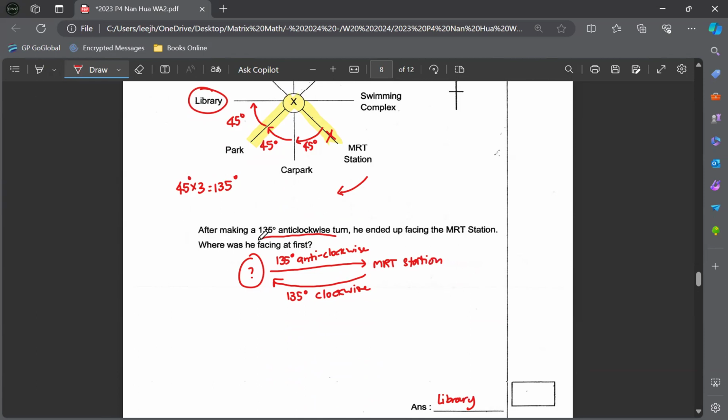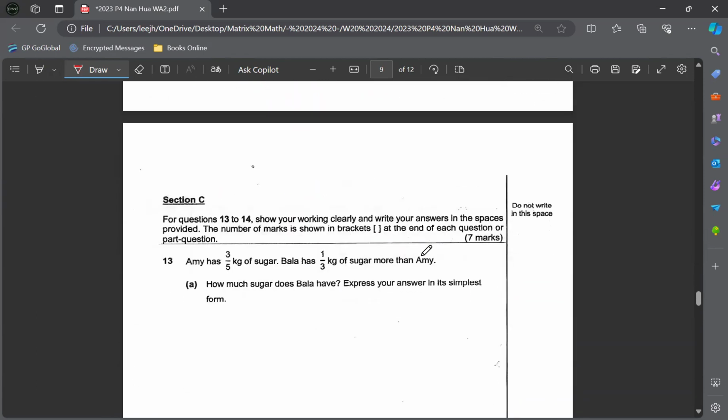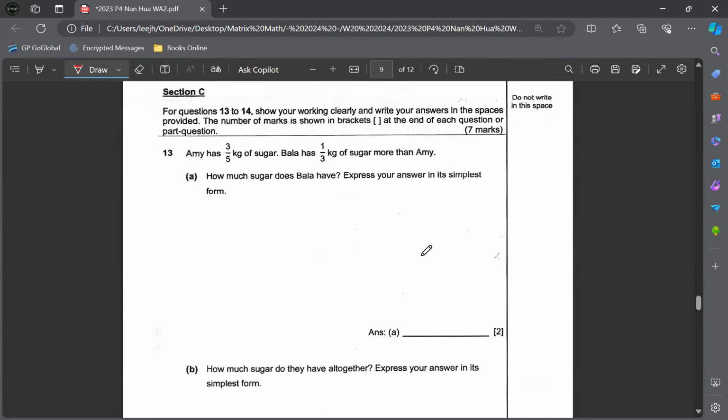Moving on to question 13. Oh, this is section C. Okay. Question 13. Amy has 3/5 kg of sugar. Bala has 1/3 kg of sugar more than Amy. A is asking how much sugar does Bala have? Express your answer in its simplest form.